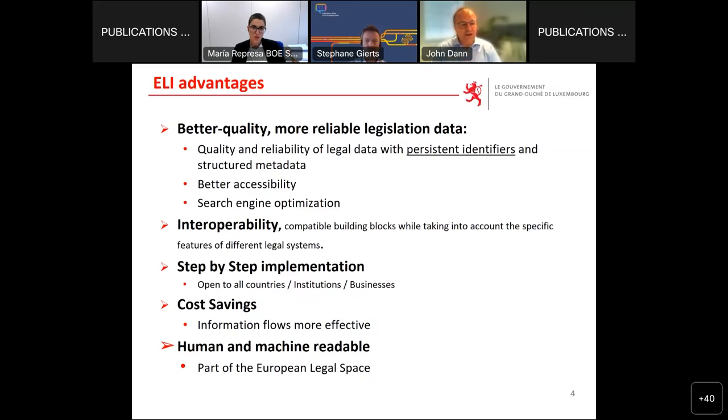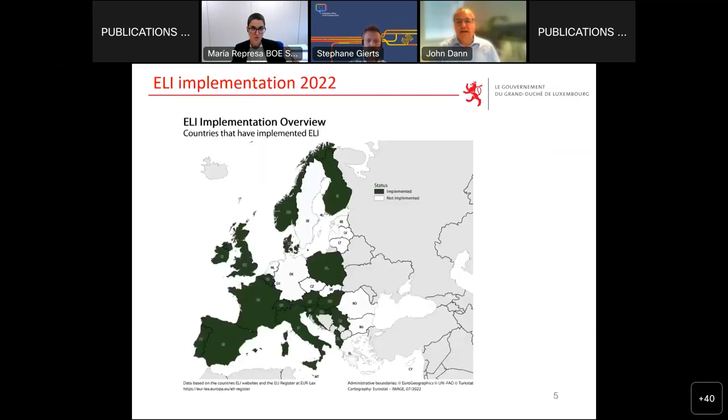And I always compare, some of you who have been in my office know I like the Legos. I always compare this with a Lego. You can build blocks on top of each other and then implement it over time. And of course, nowadays, which is important, it's human and machine readable. And machine readable is something which is very important in the semantic web nowadays.